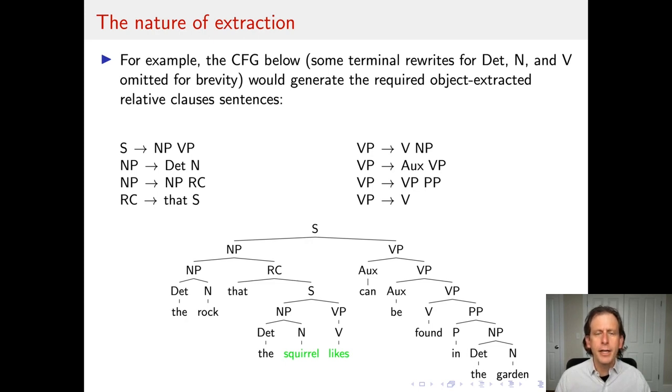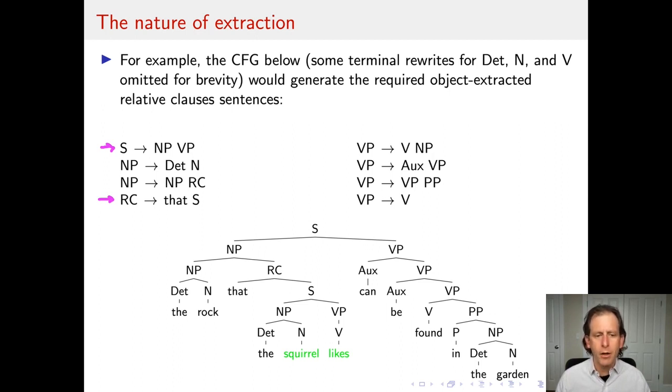So let's take the following context-free grammar. And I'm omitting some of the terminal rewrites, like what are the words that can instantiate determiner, noun, and verb, for example. But it's a simple grammar, and RC is the category for relative clause, and it says that a relative clause is formed of the word that and then an S category, and an S category is an ordinary clause. And you can go back and look and remember that an S is a noun phrase and a verb phrase, and we know already the noun phrase and verb phrase are familiar. Okay, so this actually does the right things in terms of licensing, generating the required structures for object extracted relative clauses.